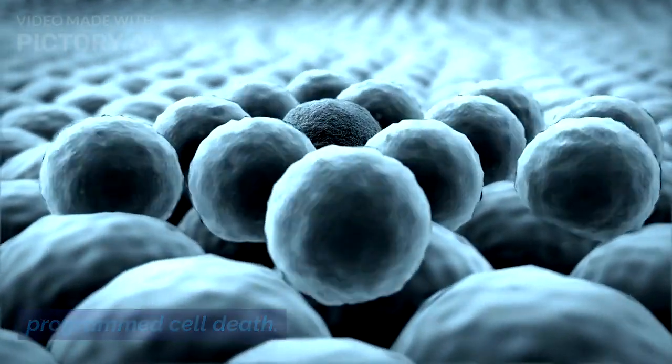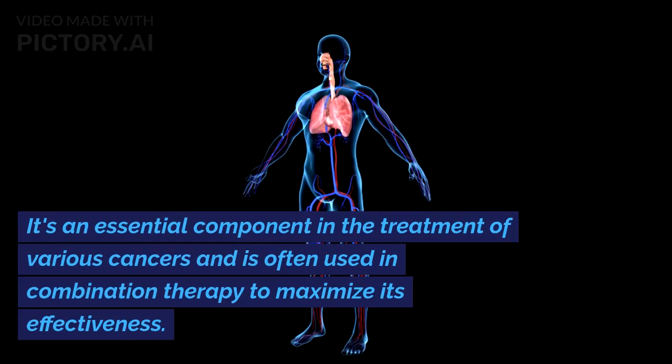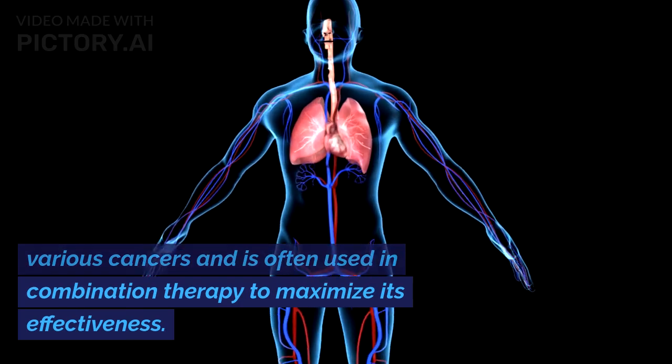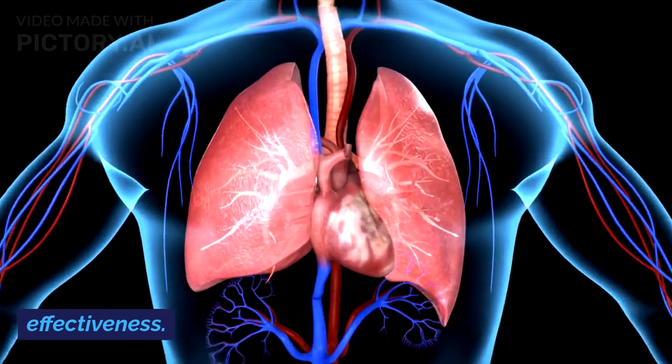In conclusion, paclitaxel's mechanism of action as a microtubule stabilizing agent disrupts cancer cell division and can lead to programmed cell death. It's an essential component in the treatment of various cancers and is often used in combination therapy to maximize its effectiveness.